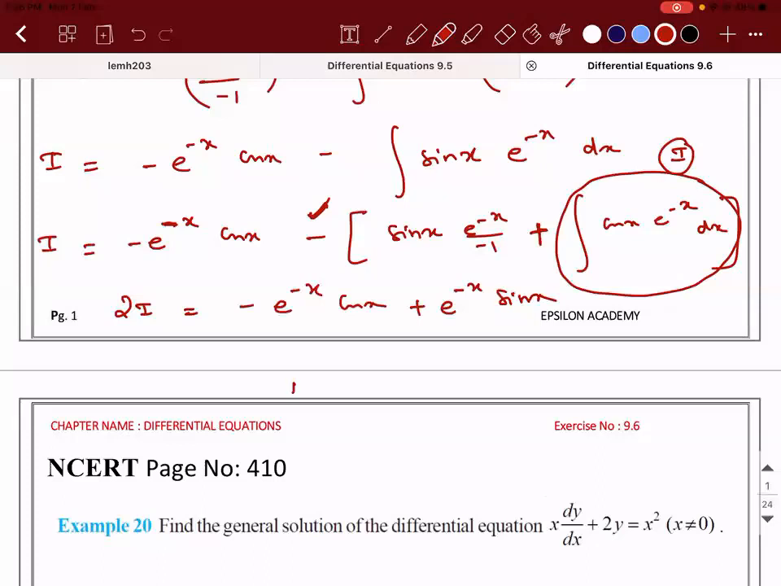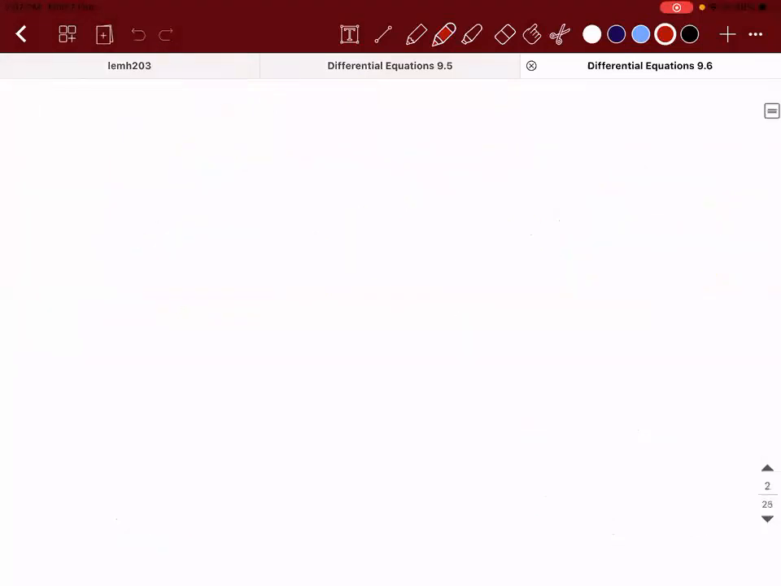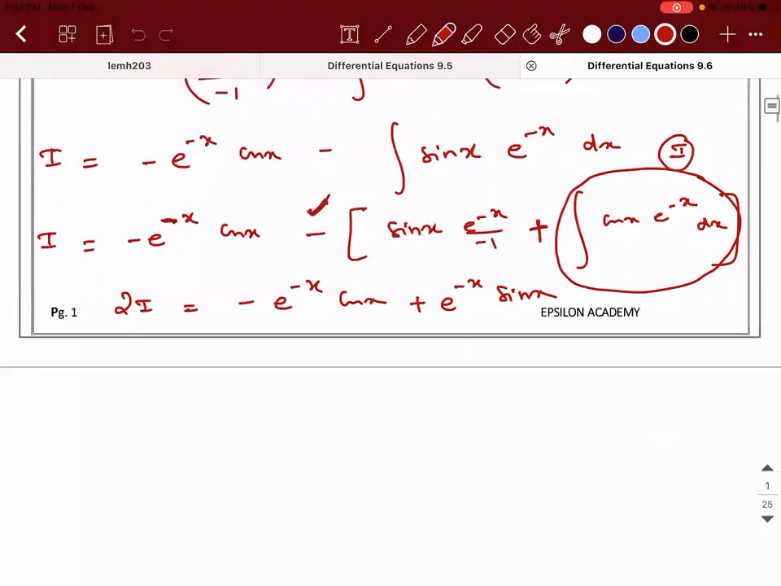So what will be the value of I, guys? It will be e power minus x sin x minus e power minus x cos x, the whole divided by 2. So I will be equal to e power minus x sin x minus e power minus x cos x, the whole divided by 2.